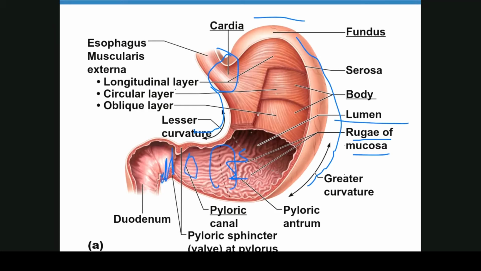And we have 3 layers. At most places of the gut you only have 2, longitudinal and circular, but here there is also an oblique layer. And this stomach dumps out into the duodenum.